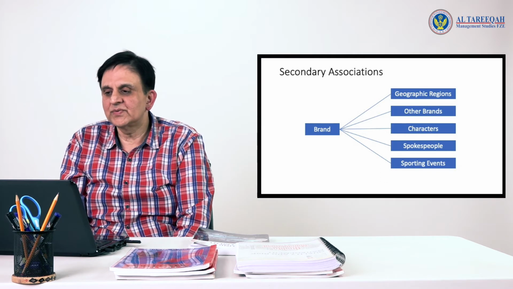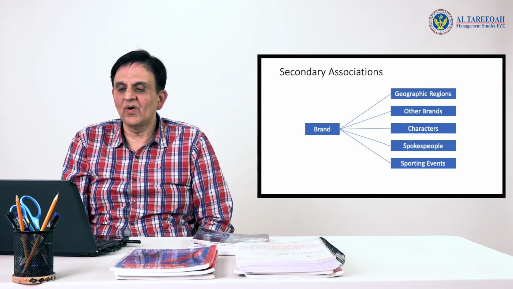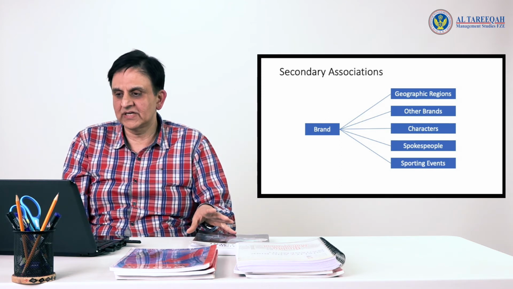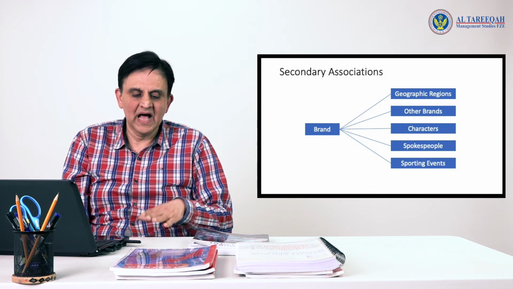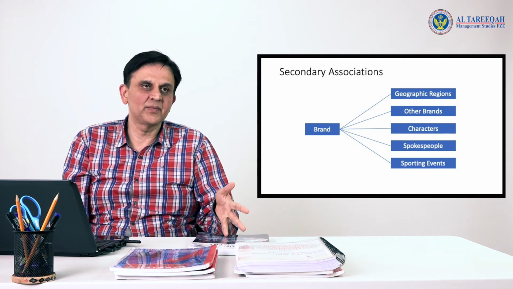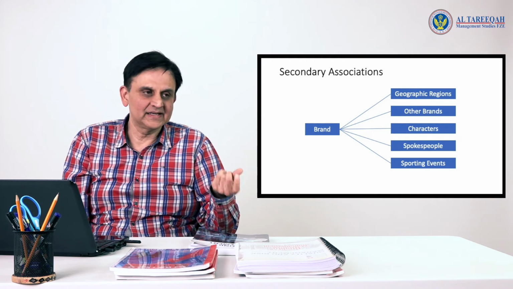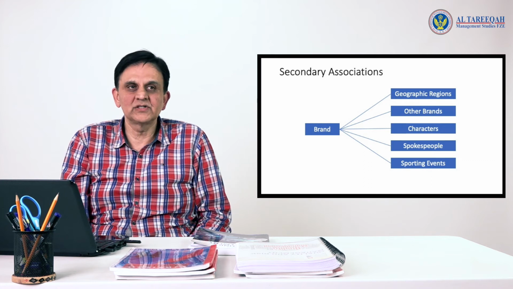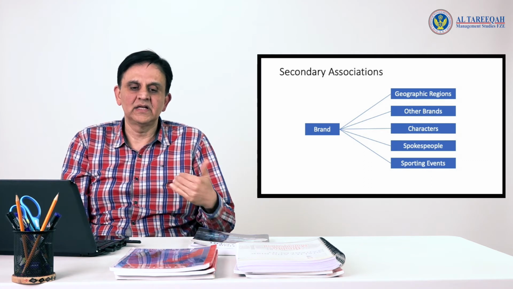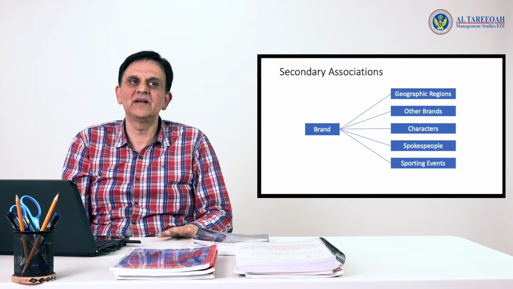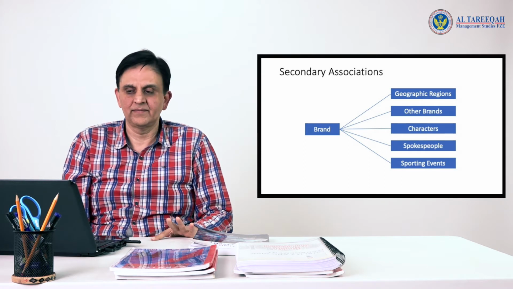Secondary associations with the brands. Now, the name, tagline, and colors are all primary associations. The secondary associations are with the events that you are sponsoring, the regions that you're present in, the characters that you have within your brand identity, and any models or celebrities that are going to be used as ambassadors for your brand that help build association with your brand.